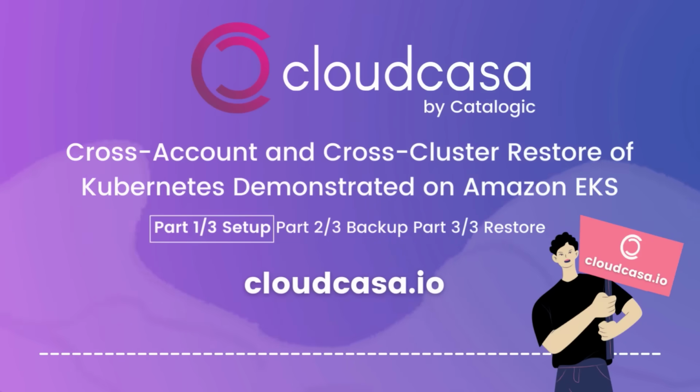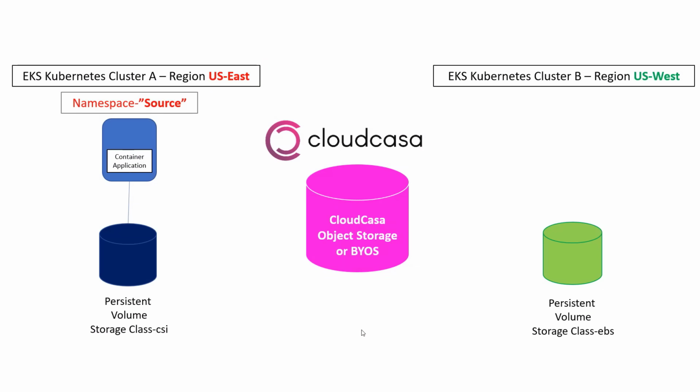And in this demonstration, we're going to be talking about cross-account and cross-cluster restores of your Kubernetes applications using CloudCasa. So as an example, let's say I have two Amazon EKS clusters. Cluster A, which I'm running on the East Coast, and Cluster B on the West Coast, and I manage them with separate accounts in AWS.